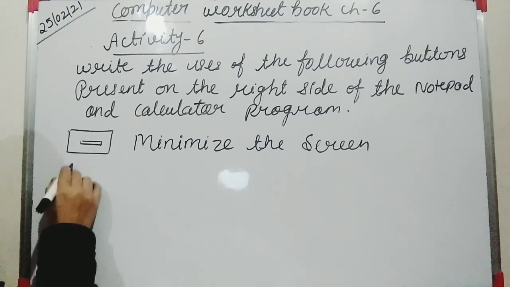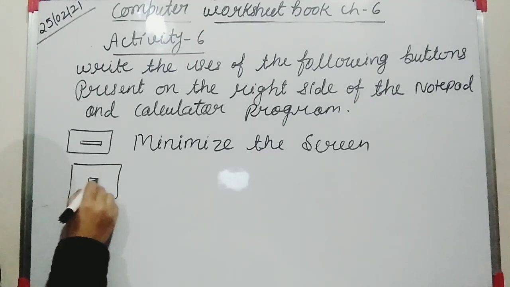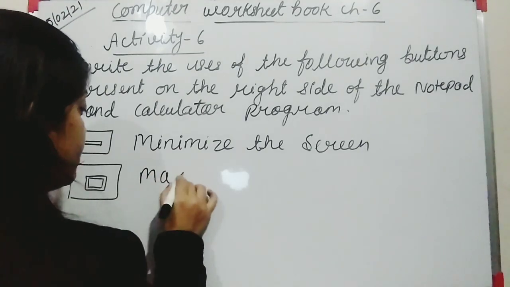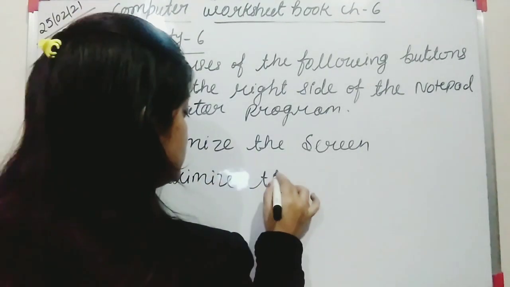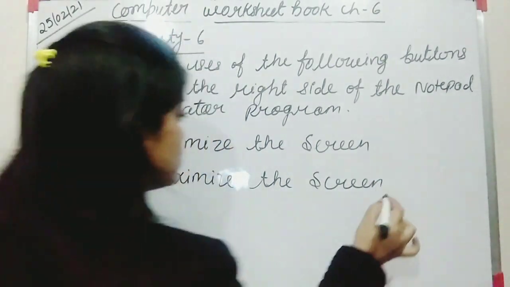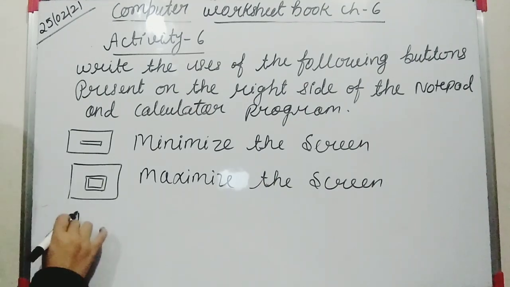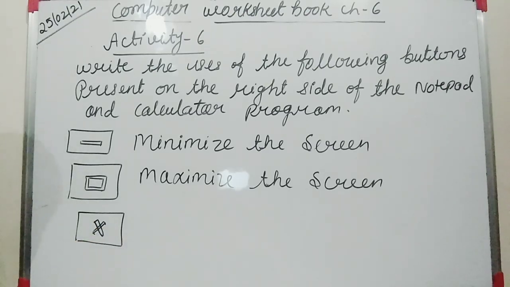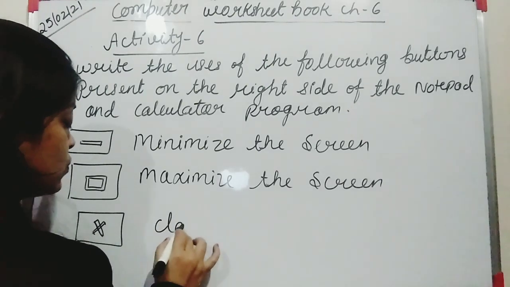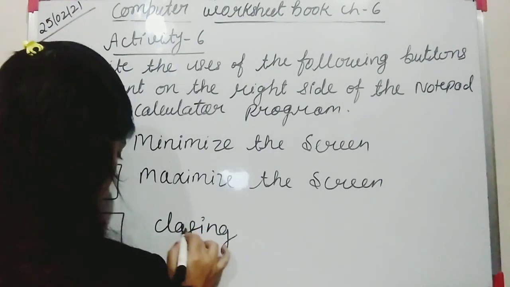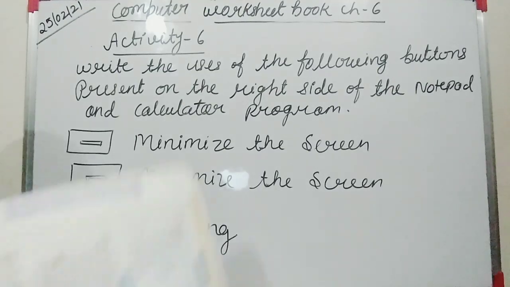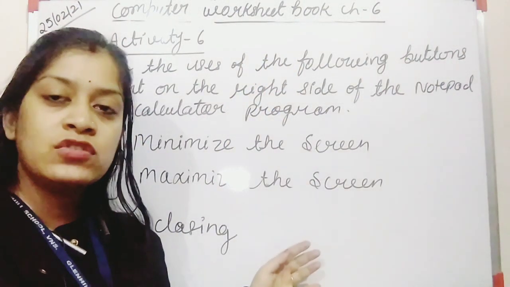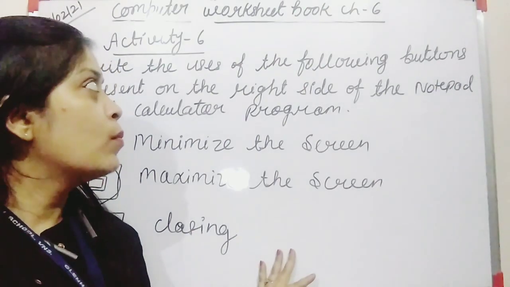Now next one is this one. Maximize. This one is for maximizing the screen. Okay, now last one is for closing the screen. Okay, dear students, now you will do it here. Now your syllabus of computer and revision worksheet book, which is attached with your book, is completed. If you have any problem, you can ask me.